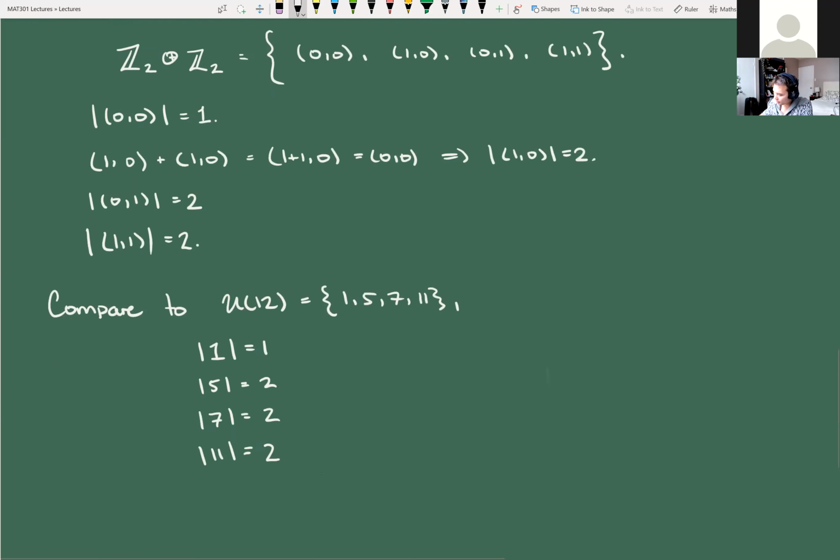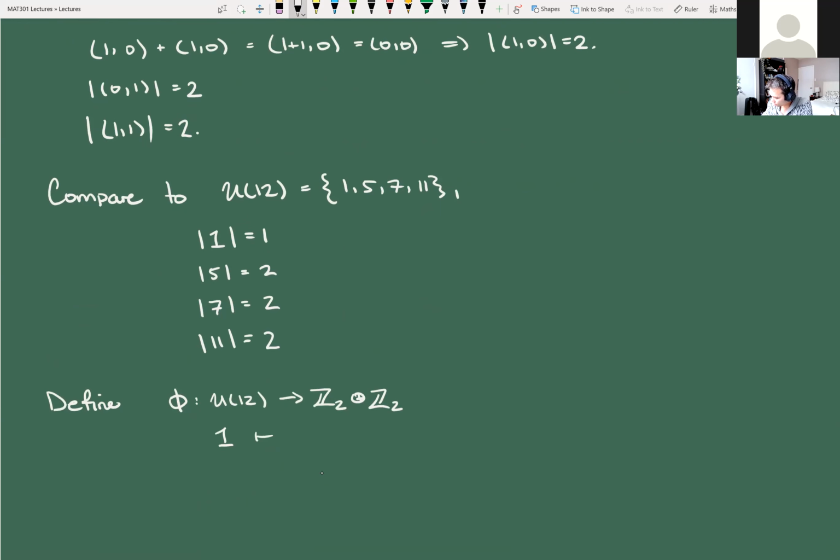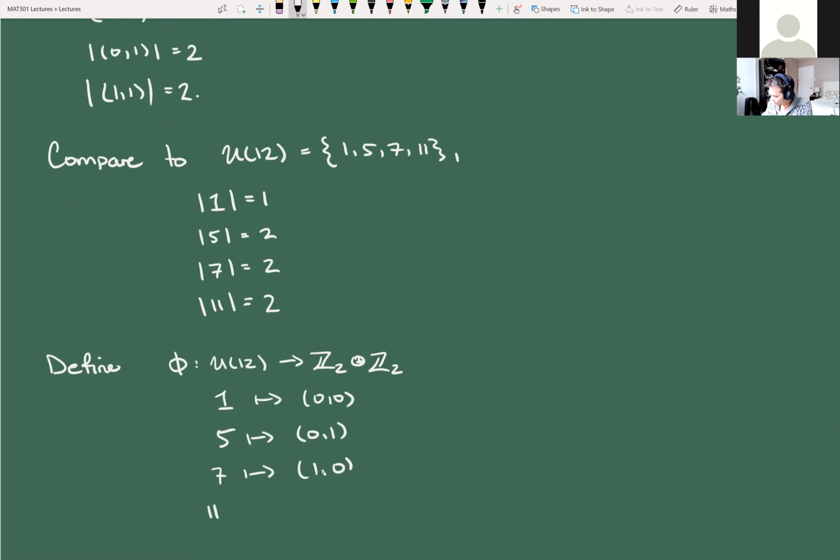And if we explicitly want to write down an isomorphism, so we could say define phi from U12 to Z2 plus Z2, okay? And yeah, let's just do kind of the obvious thing. Let's map 1 to 0, 0. That has to be true for it to be a homomorphism, right? And then let's map 5 to 0, 1. 7 maps to 1, 0. And 11 maps to 1, 1.